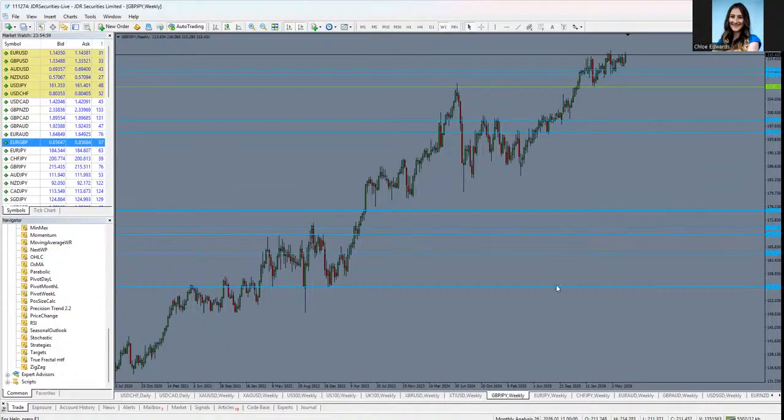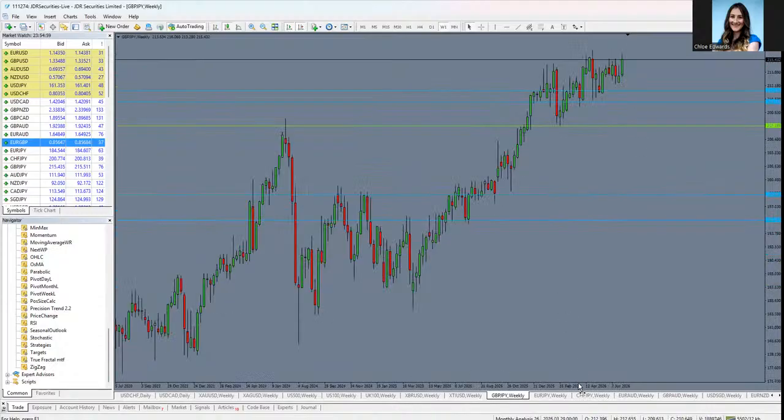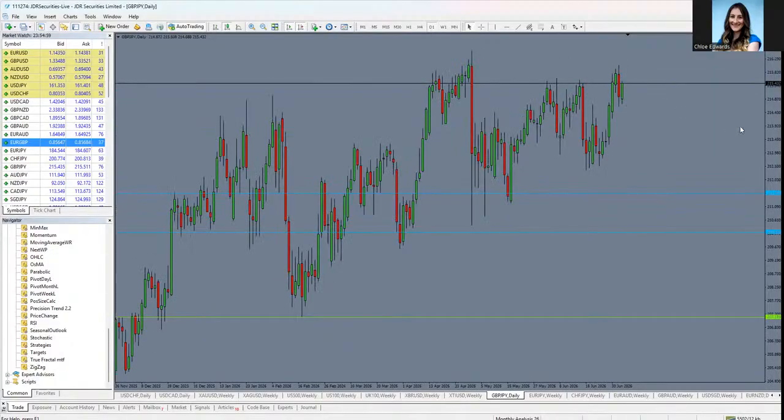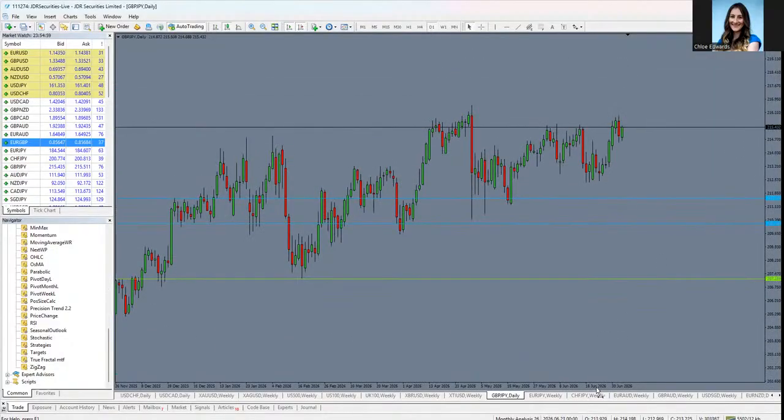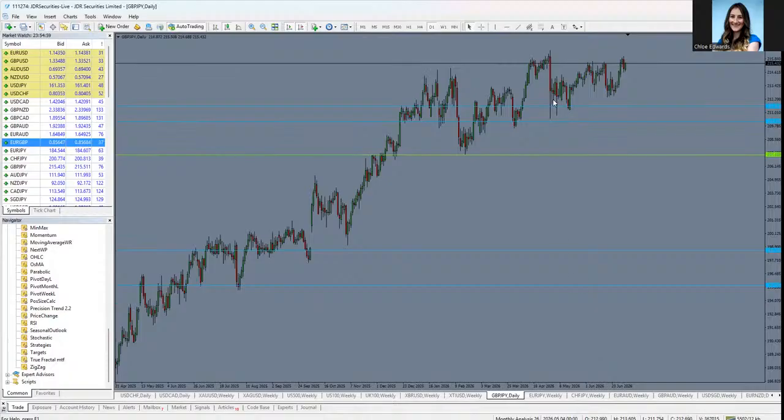Pound yen, this is the weekly time frame of pound yen. I am still bullish because we do still have higher lows here. And what we see is the highs are starting to gather into a horizontal level up here. We still have higher lows. What I'm really looking for right now, yes, I am bullish.